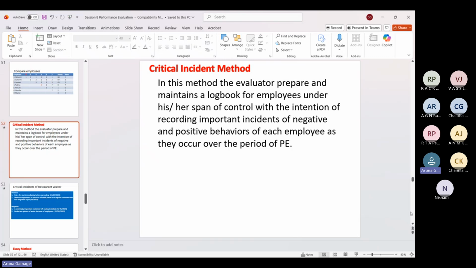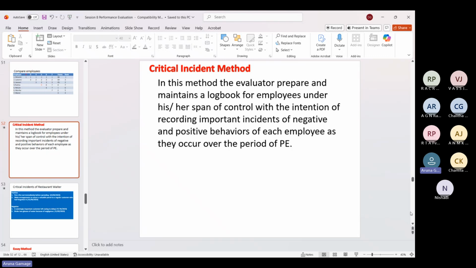So it is a problem. You have to consider all the incidents that occurred during the evaluation period. So in order to overcome this problem, we can use the critical incident method. In this method, the evaluator is supposed to maintain a book with 2 sides, right? So to write down events, there are 2 types of events, positive events and negative events, right?